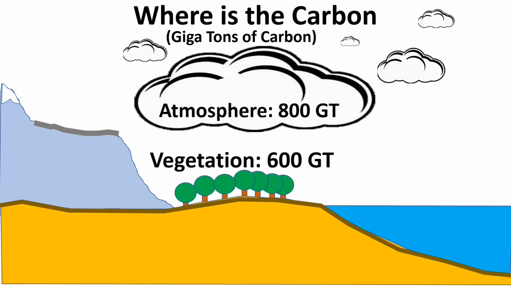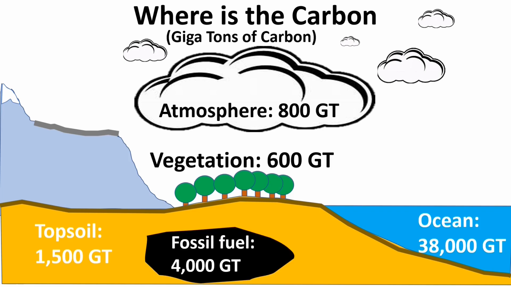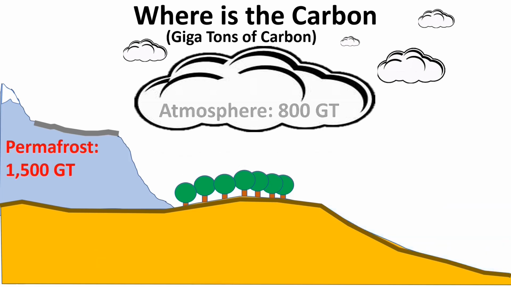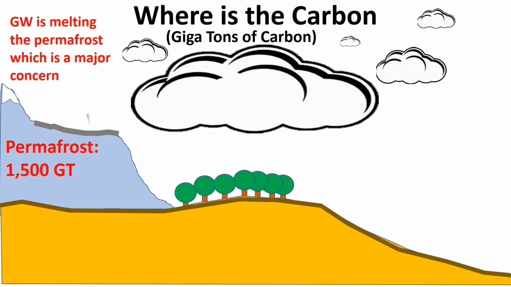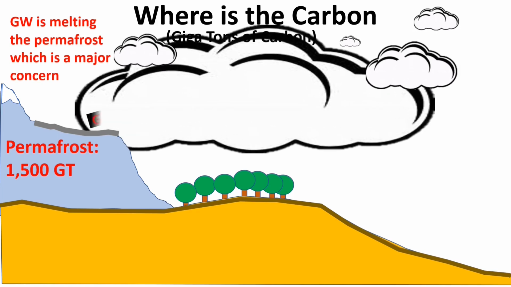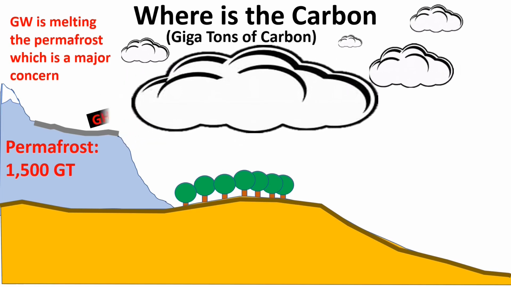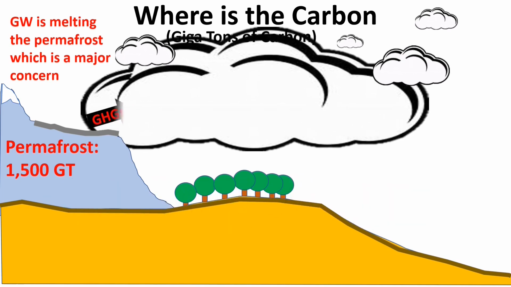Carbon is found in the atmosphere, vegetation, ocean, soil, rocks, fossil fuel, and permafrost. Permafrost is highlighted red because global warming is starting to melt the permafrost, which can release hundreds of gigatons of dangerous greenhouse gas. If this happened on a large scale, it would be game over for all of us.